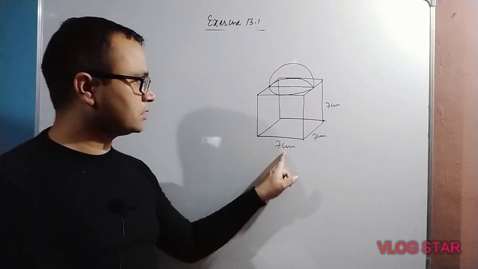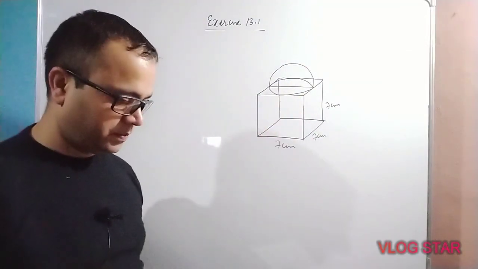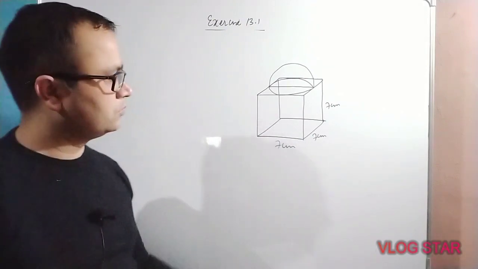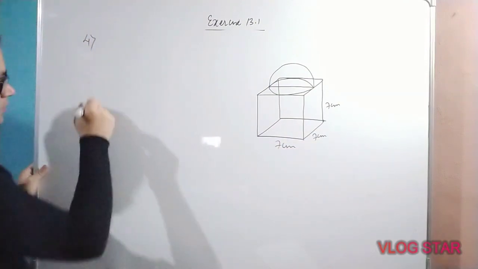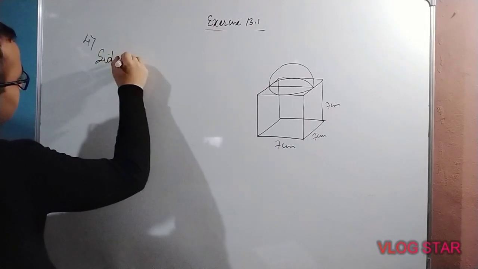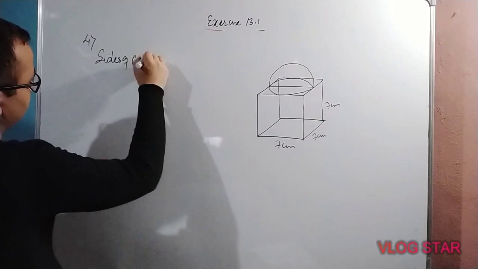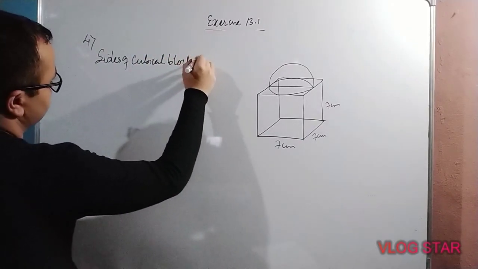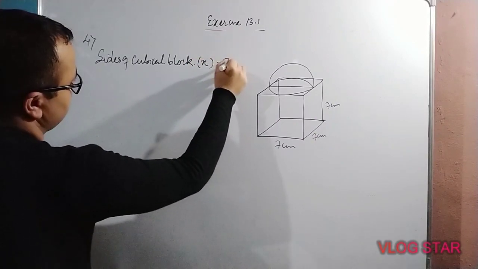So the side of the cube is 7, which means the diameter of the hemisphere is also 7. Now find the surface area of the solid. We have to calculate the surface area of the solid. Now first, it is given that the side of the cubical block is x equals 7 centimeter.